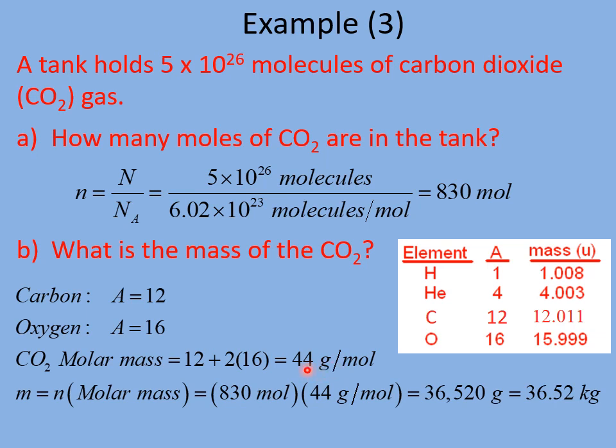All right, so the mass, remember that mass is equal to the number of moles times the molar mass. Okay, we did this in a previous problem a couple of slides ago. So we have 830 moles, that was our answer up here, times the molar mass of 44 grams per mole, so 830 times 44 is 36,520 grams, and if we want, we can convert that to kilograms just by dividing by 1,000. That's 36.52 kilograms.